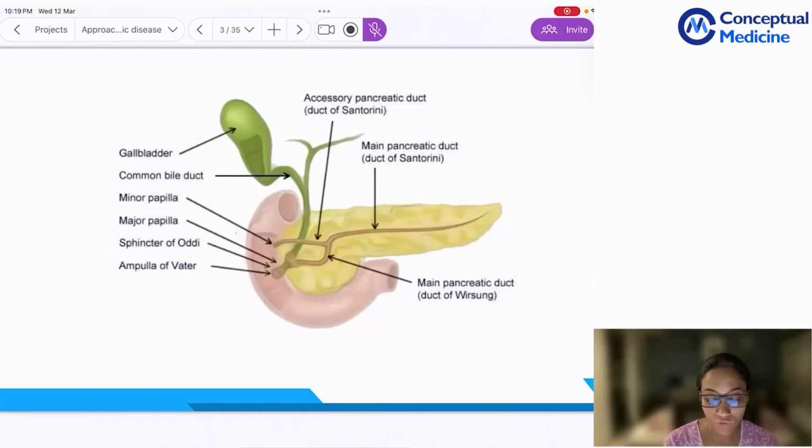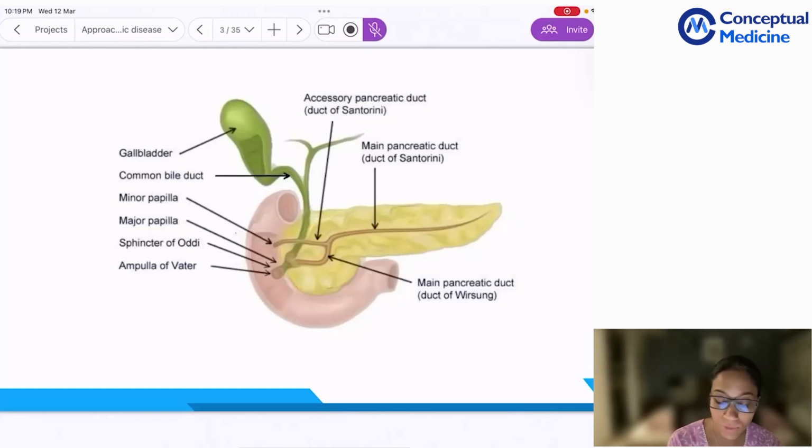So what is formed of the duct? What are the dimensions of the duct? The main pancreatic duct is the duct of Wirsung, like you can see. It begins from the tail. It drains the different lobules, so it is actually formed by the union of the small ductules. It keeps on draining.